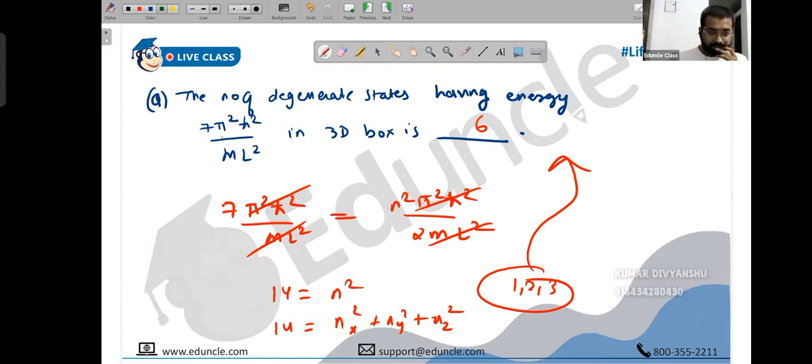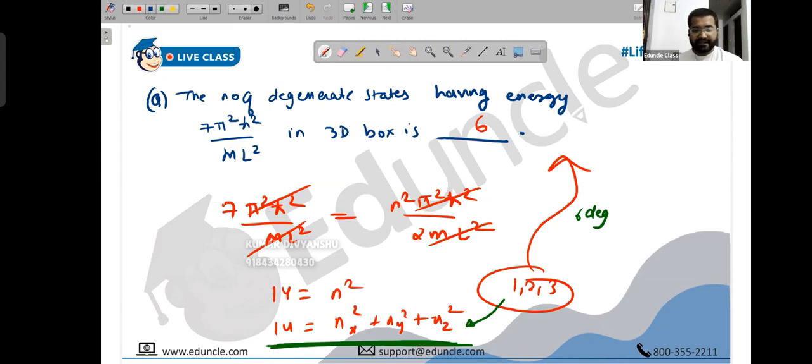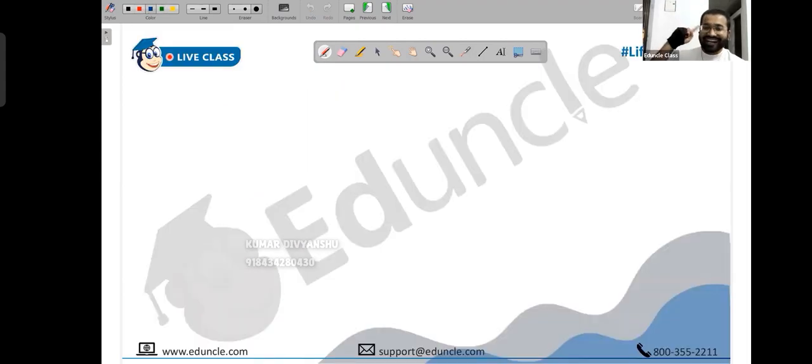Don't hesitate, please. So n² is 14: nx² plus ny² plus nz² is 14. This can be fulfilled by (1, 2, 3), and (1, 2, 3) has 6-fold degeneracy. Any questions? Now let me take an example which I just thought of. I'm using the idea from last time only.